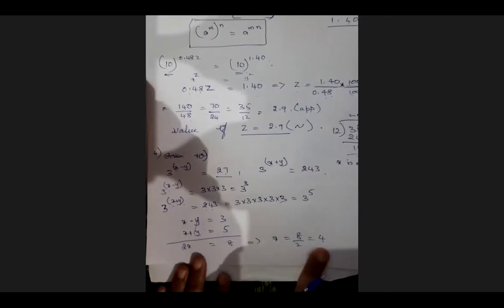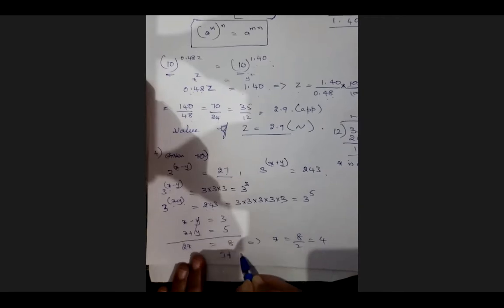So when bases are equal, equate the powers. x minus y is equal to 3. You got it? x plus y is equal to 5. So now add these. By adding, minus y plus y will be cancelled. 2x is equal to 8. Then x is equal to 8 by 2, that is 4. The value of x is 4.